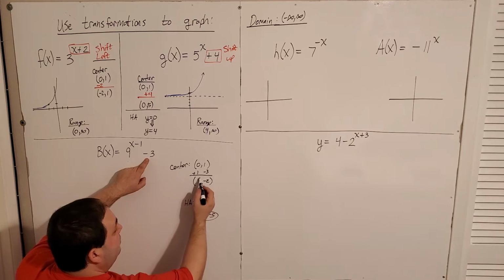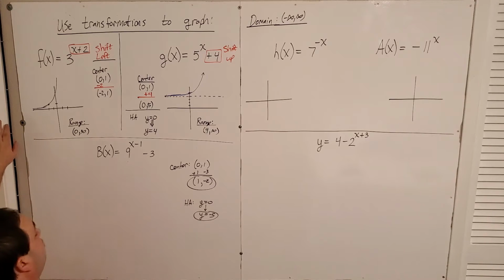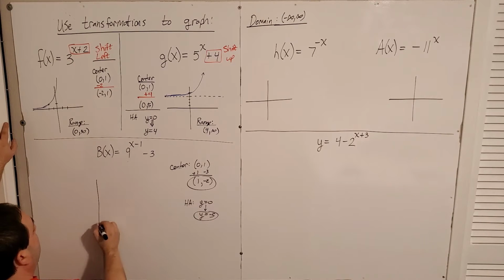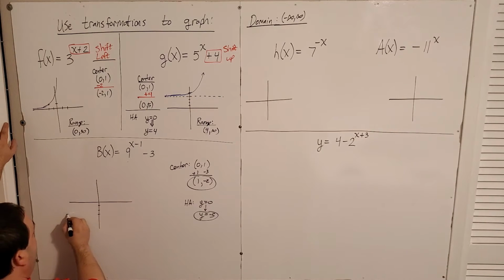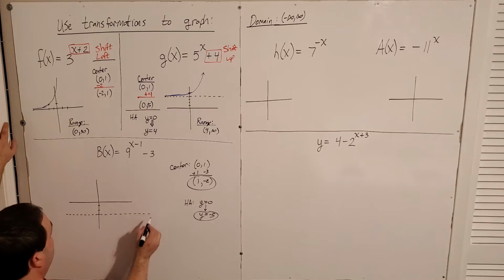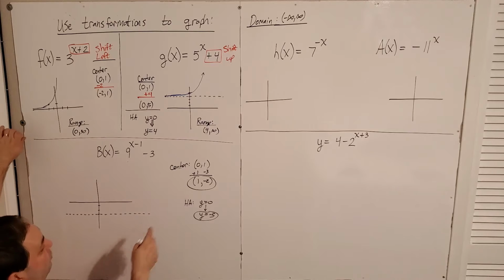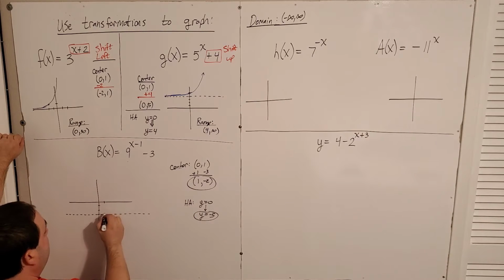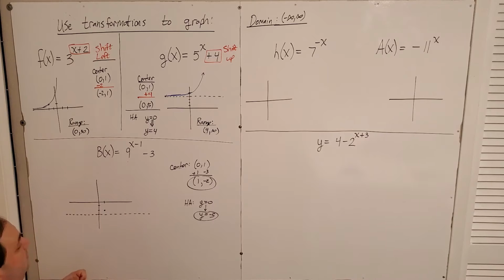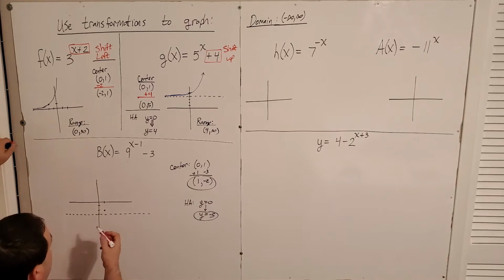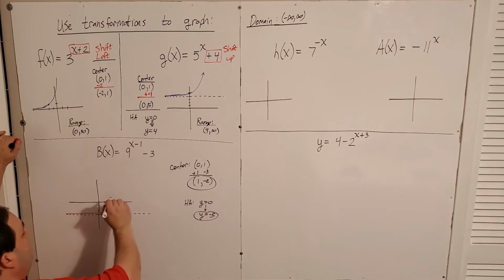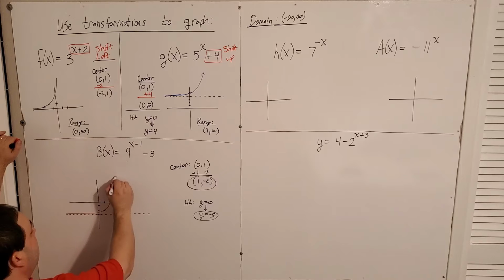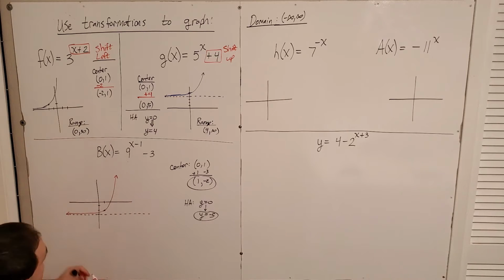So my new horizontal asymptote and my new center are right here. Let's draw those out. So down 3, and I have a horizontal asymptote there. Okay, then my center point is now at 1, negative 2, which is here. And so then I have to draw my increasing exponential function, which is going to hug the asymptote on this side. It's going to peel up to the center, and then it's going to take off, like so. Okay?